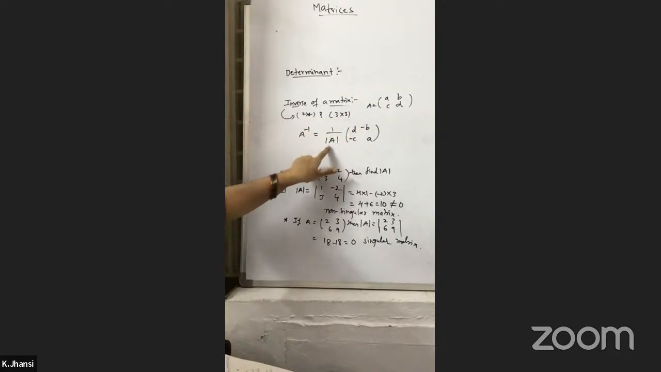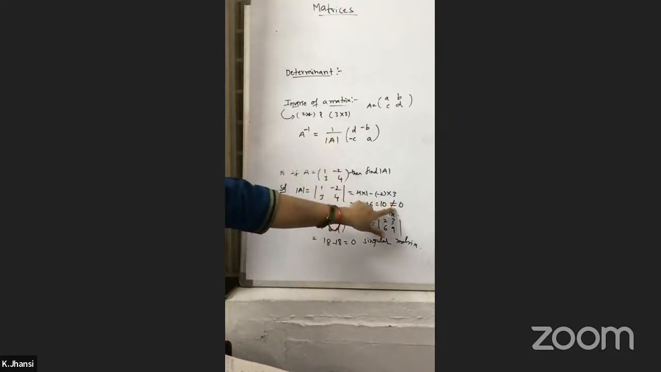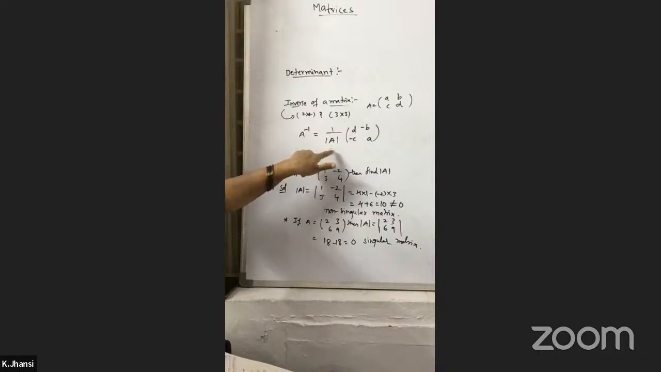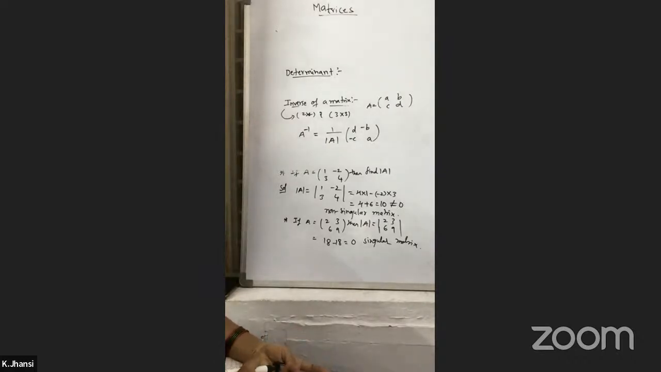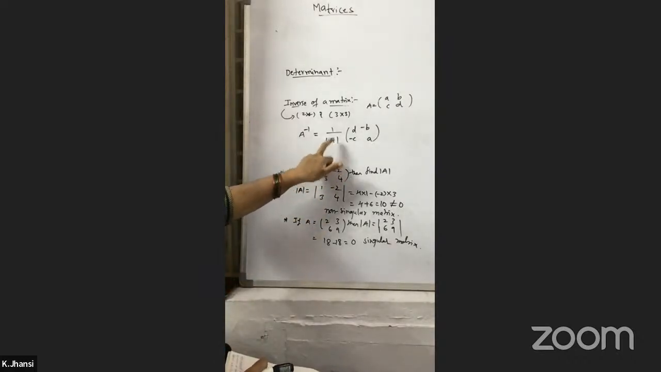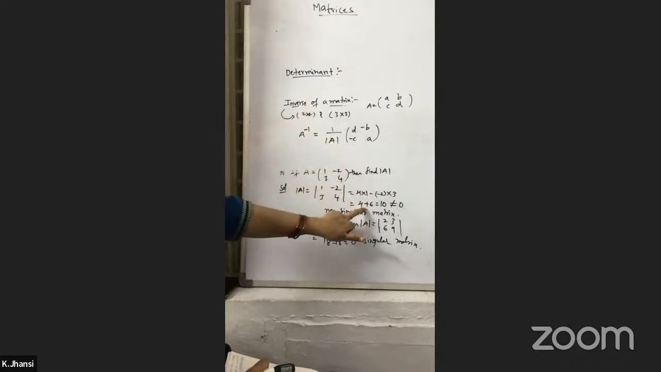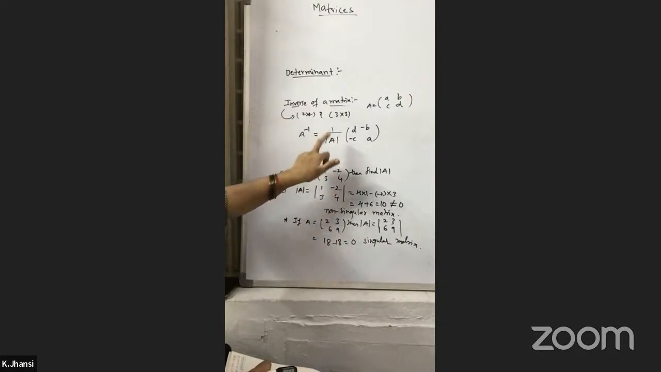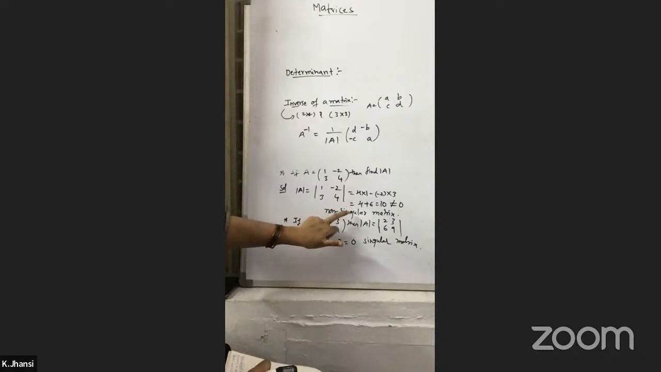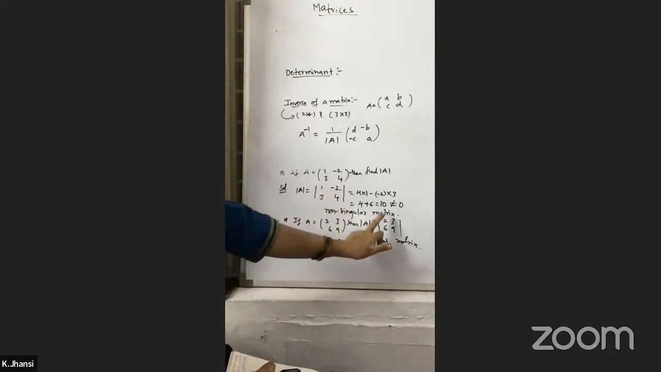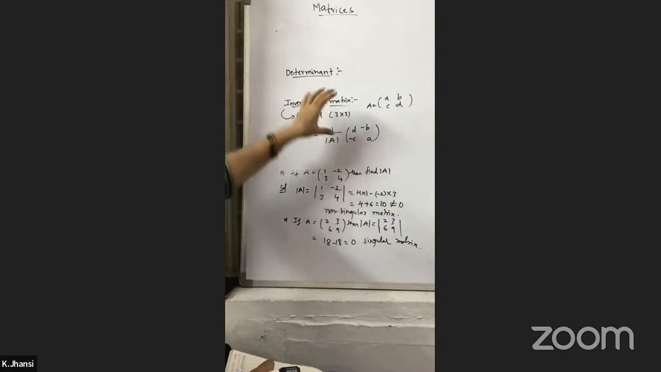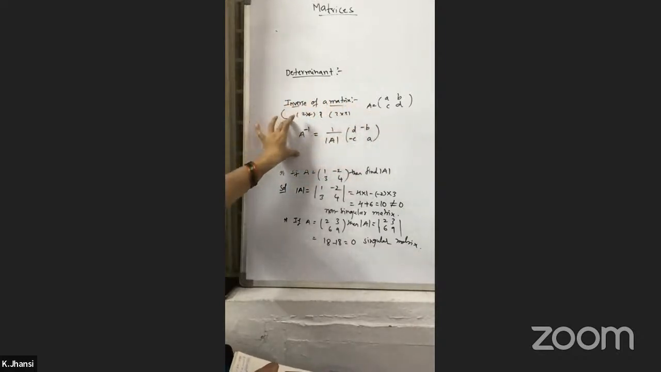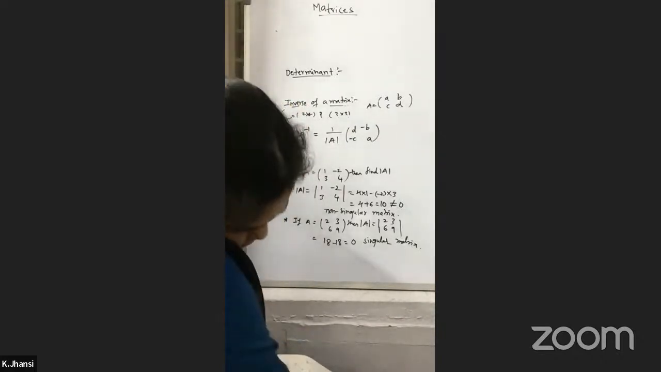So why should it be non-singular? If you get 0 here, what will happen? It is 1 by 0, so the whole thing vanishes. 1 by 0 means infinity, so you will not get any value. It will be undefined. That's why the inverse is possible only for a non-singular matrix. If it is a singular matrix, it means 1 by 0, because we write the determinant value here. So write this formula for a 2 by 2 matrix. If you know this formula, we can find the inverse of a matrix.